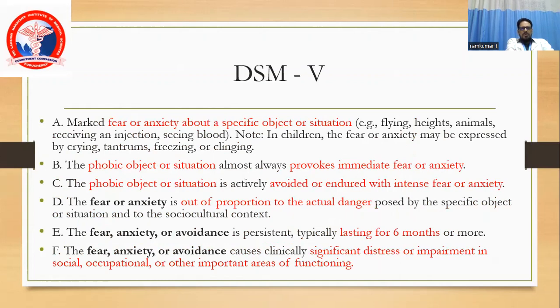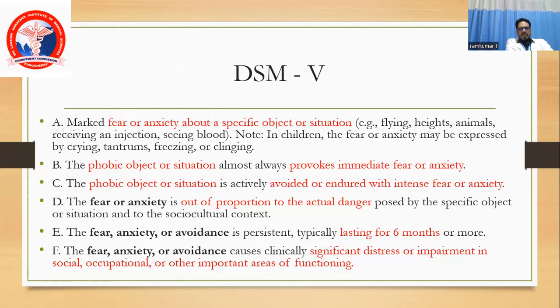DSM-5. A. A marked fear or anxiety about a specific object or situation, for example flying, heights, animals, receiving an injection, seeing blood, etc. In children, the fear or anxiety may be expressed by crying, tantrums, freezing, or clinging. B. The phobic object or situation almost always provokes immediate fear or anxiety. C. The phobic object or situation is actively avoided or endured with intense fear or anxiety.